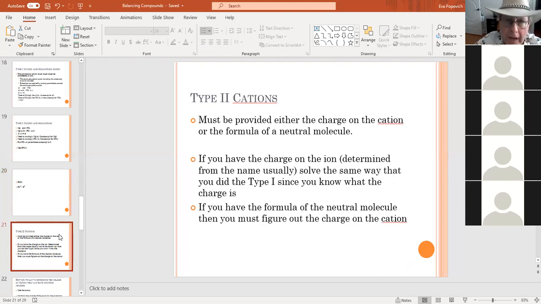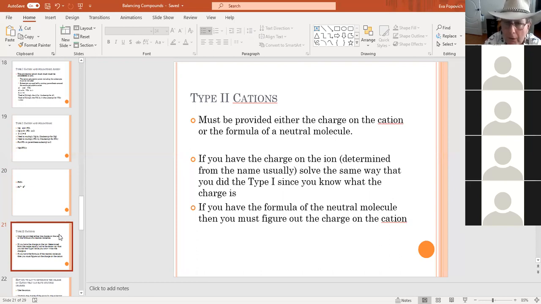All right. Now, we need to find the charge on the cation if it's a type 2 cation. I went through and told you the difference between type 1 and type 2 cations, guys. Did I? I don't remember. Well, Dana, what's the difference, type 1 or type 2? I know type 2 is more in the middle of the periodic table, and some of them have different charges sometimes. Most of them have more than one charge. Yeah. Okay?